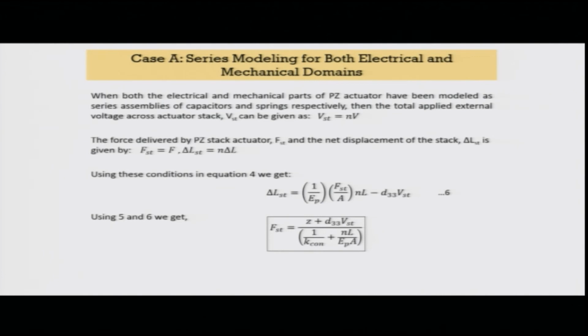Now, if you do that with a series modeling for both electrical and mechanical domains, then we already know that voltage-wise we are doing a series modeling. So, VST will be NV. We also know the force expression. Using all these things together, you know what is the delta LST. So, you can get this force FST, the output force that this actuator will give to the system. So, what can we see from here? We can see, for example, the number of actuating layers. In this particular case, when there is a series modeling, the number of actuating layers is somewhat inversely proportional to the force that you are getting from the system.